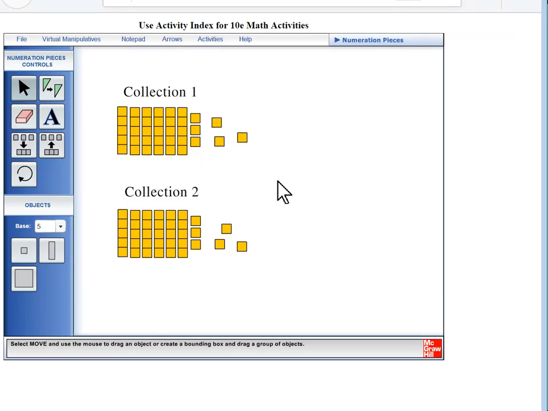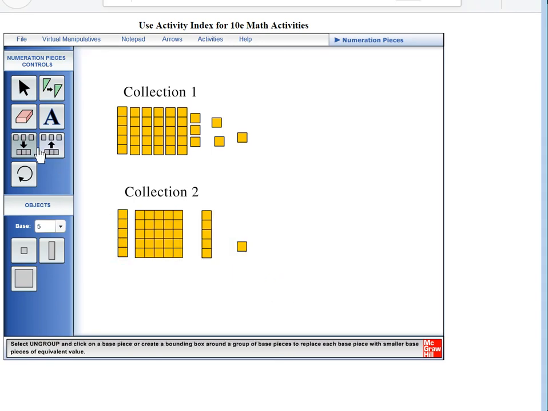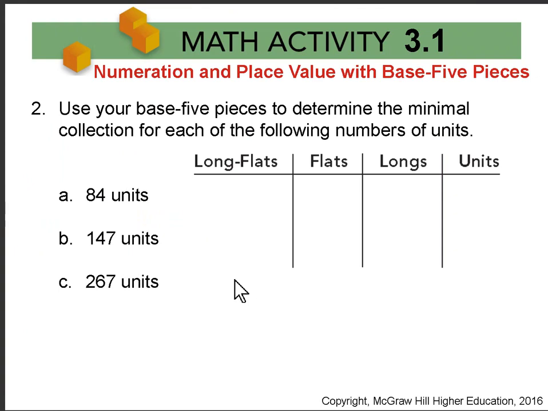I have those examples here. I have collection 1 with 36 pieces, and I have that same collection here. But when I join collection 2, you can see that I get my minimal collection, and I can't trade these up to other base 5 pieces. So this is my minimal collection. So we're asking you for question 2 to take these numbers of units, determine what minimal collections there are, and fill out a little table.